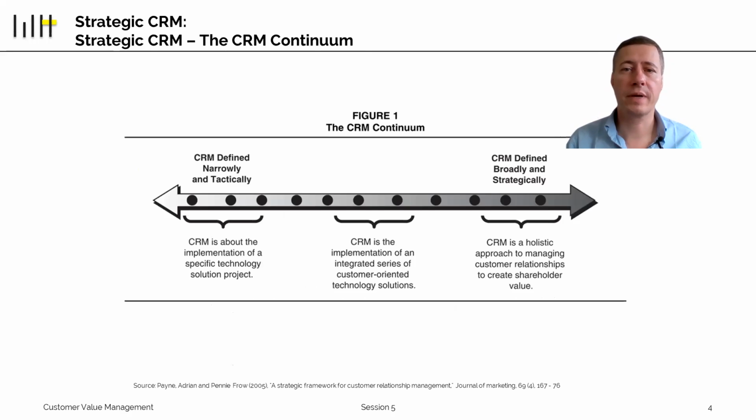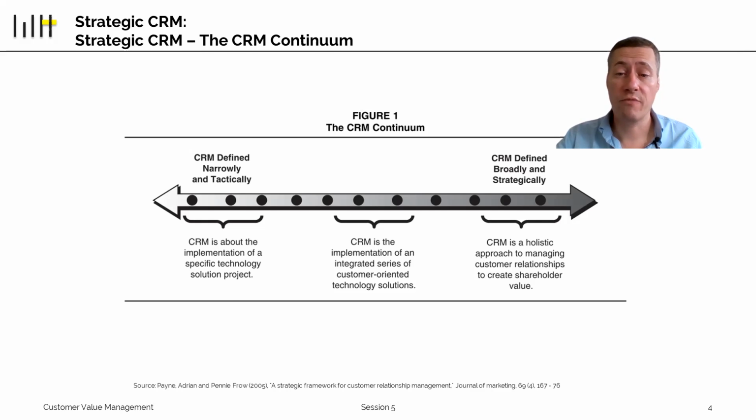One way of seeing this is that CRM can be seen on a continuum. You can define CRM very narrowly and tactically as the implementation of a specific technology solution. Yes, sure, this is CRM, but it's probably not what you want to do. You can then move a little bit further on the continuum and see CRM as the implementation of a series of customer-oriented solutions. But what you actually want to get to is to see CRM broadly and strategically as a holistic approach to manage customer relationships in order to create shareholder value. There's always this very direct link between what you do on the one side and the creation of shareholder value on the other side. And we will talk a little bit more about this in the second half of the class today.